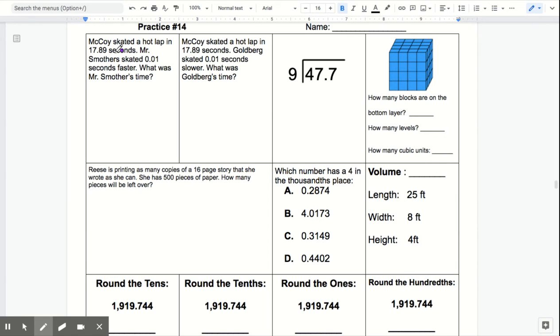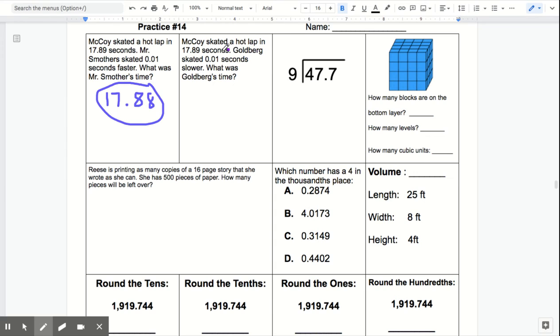Similar problem as we had last time. Remember, when you're faster, it'll be a lower time. Slower will be a higher time. So McCoy skated a hot lap in 17.89 seconds. Mr. Smothers skated, obviously, I skated faster than McCoy by 0.01 seconds. What was Mr. Smothers' time? So I just got to subtract 100th from that time. So 89 minus 1 is 88. So my time would be 17.88.